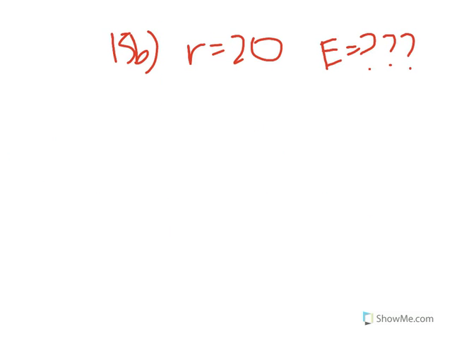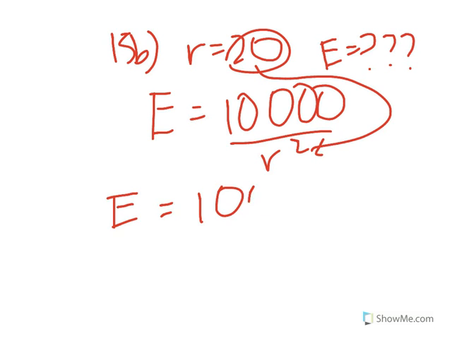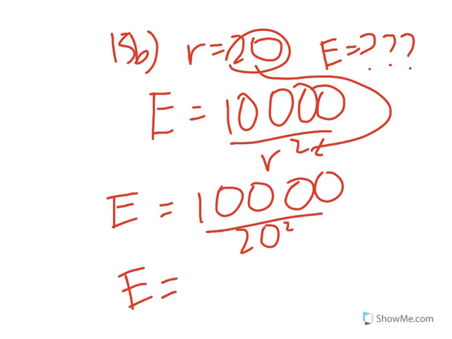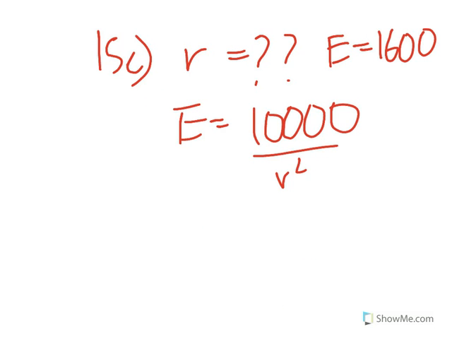15b is asking you to calculate the value of E when R is equal to 20. Now from the previous question we determined a formula. E is equal to 10,000 over R squared. Now in this case, all we got to do is substitute R into this equation. So we're going to get E is equal to 10,000 over 20 squared. And so E is equal to 10,000 over 400, which is equal to 25.